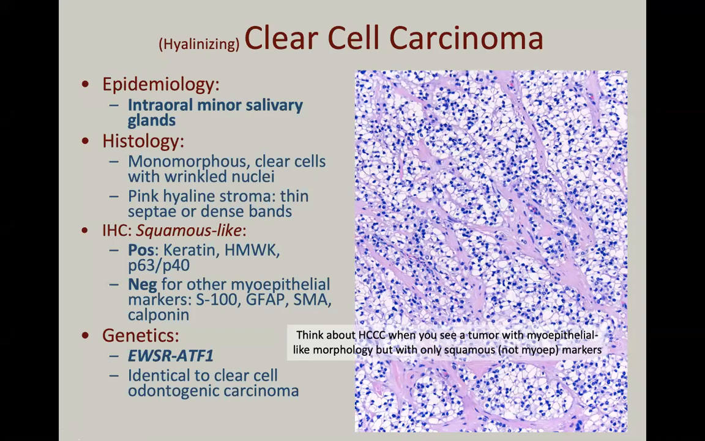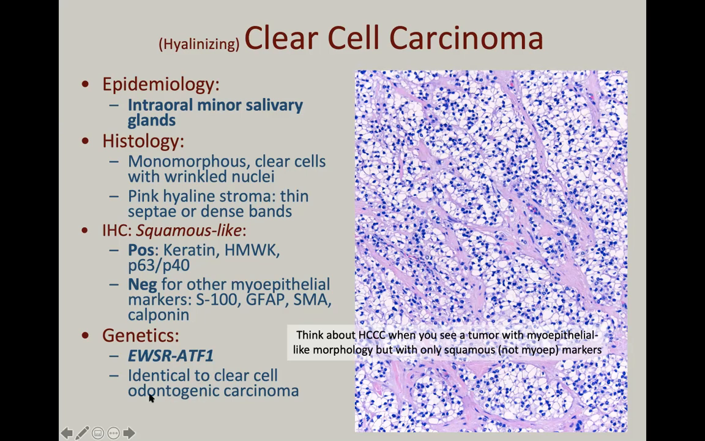One type of tumor that we're also learning about is clear cell carcinoma. As you can see, the cells are in fact clear with very dark wrinkled nuclei and sometimes with eosinophilic or hyalinized bands separating the lobules of tumor cells. This interestingly stains exactly like a squamous cell carcinoma, but is thought to be a tumor of salivary gland origin because it occurs in salivary gland sites. And interestingly, it also occurs in intraosseous sites.